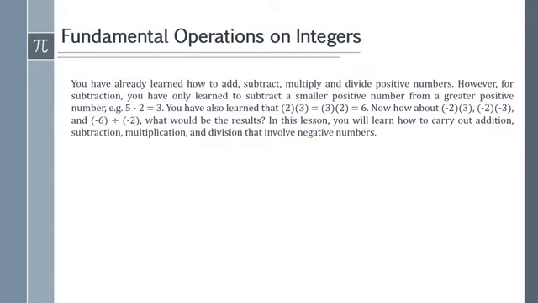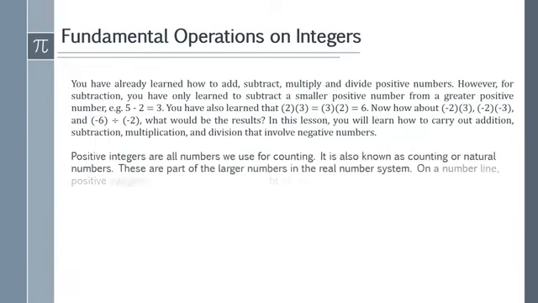Okay? And you also learned that 2 times 3 or 3 times 2 is equal to 6. Now, how about negative 2 times 3 or negative 3 times 3? Okay? If napansin nyo, meron ng mga negative numbers. Even in division. So what do you think would be the result? So in this lesson, you will learn how to carry out addition, subtraction, multiplication, and division that involve negative numbers. So this time, may mga negative numbers na sa operation natin. And you will be learning that one in this video.